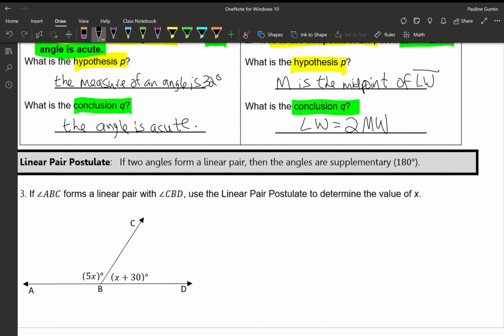So we have number 3, where we have a line, ABD, and we have 5x and x plus 30 forming a linear pair. They are two angles that form a straight line, which means if we add them, we should get 180 degrees. Let's do just that. I'm going to add the angle ABC, which is 5x, with CBD, which is x plus 30, and together they give us 180.